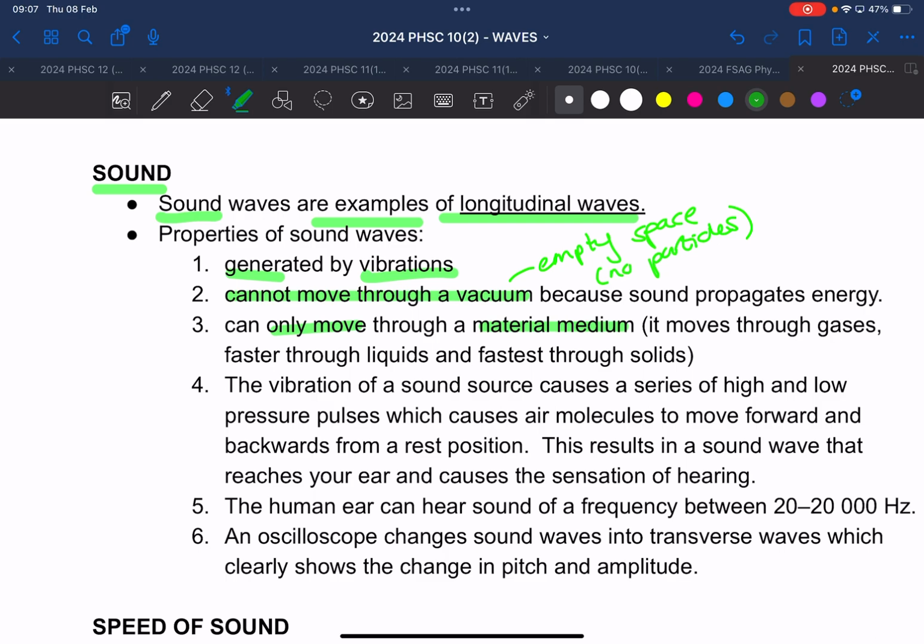Alright, so when sound travels through air, through gas, it takes a while. Why? Because the particles are far apart. When they travel through a solid, particles are closer, so they collide faster. So it says here, it's faster through liquids and the fastest through a solid.